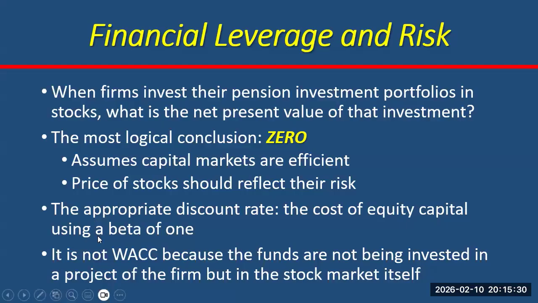The beta of 1, you don't use the WACC of the firm because they're not investing in a project in the firm, they're investing in the stock market itself. So your discount rate is going to be the risk of the stock market. That's the true risk of this particular investment. But it gets worse.